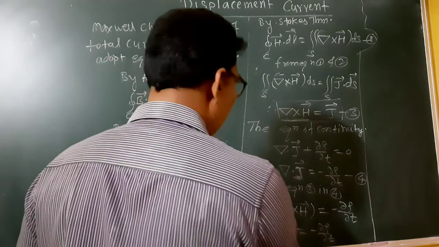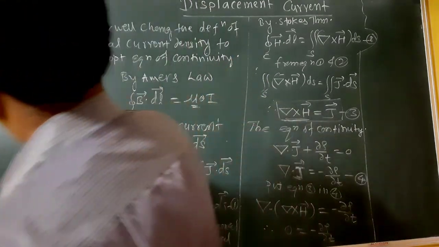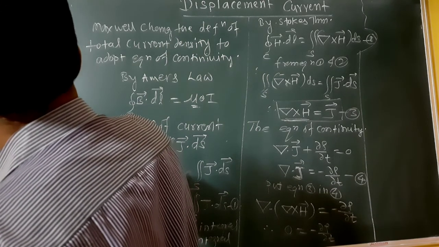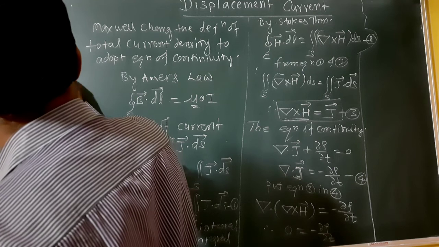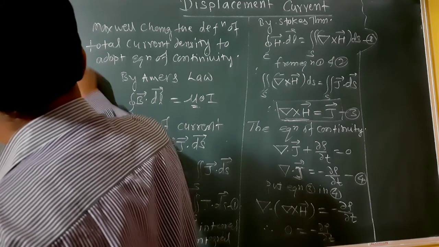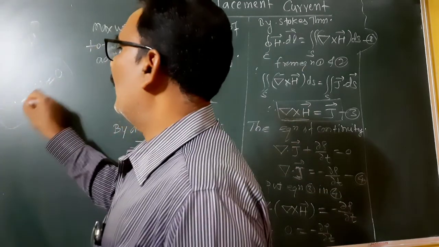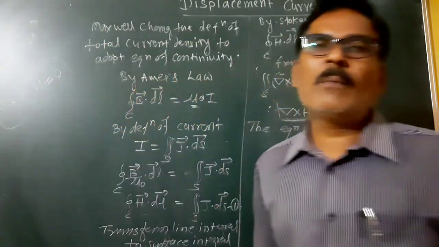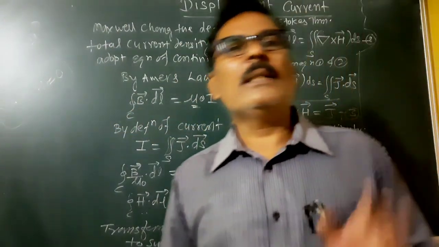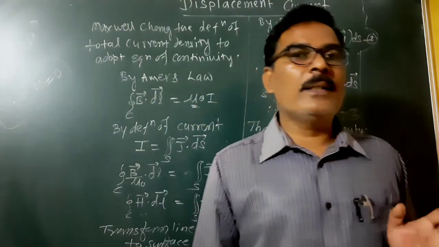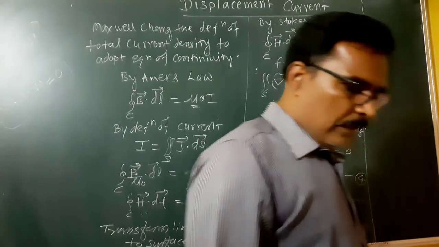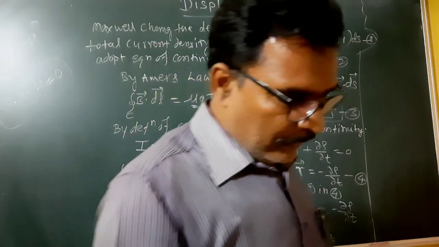This property is very important. One more formula: divergence of curl is equal to 0. D means divergence, C means curl, DC is always 0. Remember, divergence of curl is 0. Substituting this value, we get 0 is equal to dou rho by dou t.